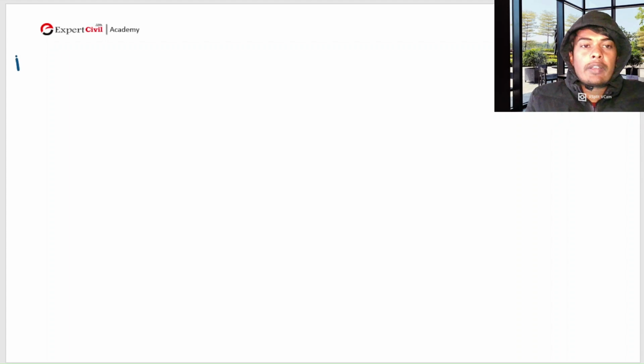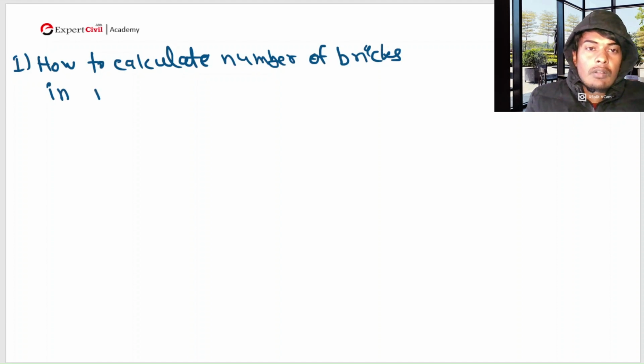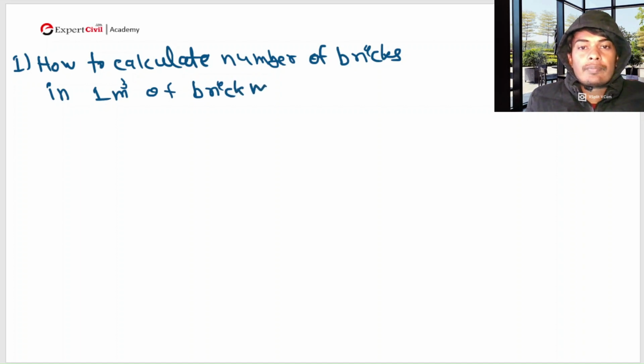So our first topic is how to calculate the number of bricks in 1 meter cube of brickwork.